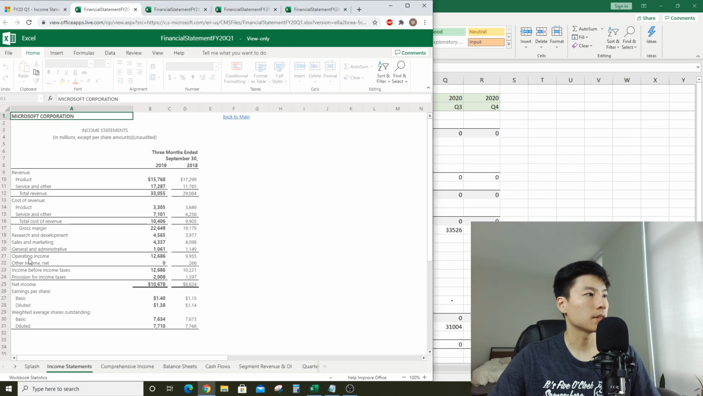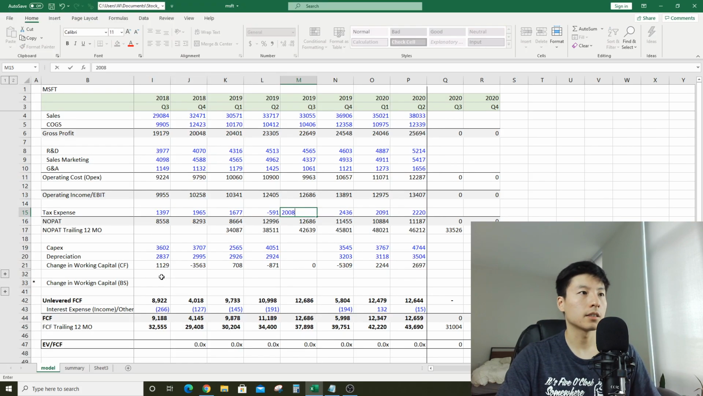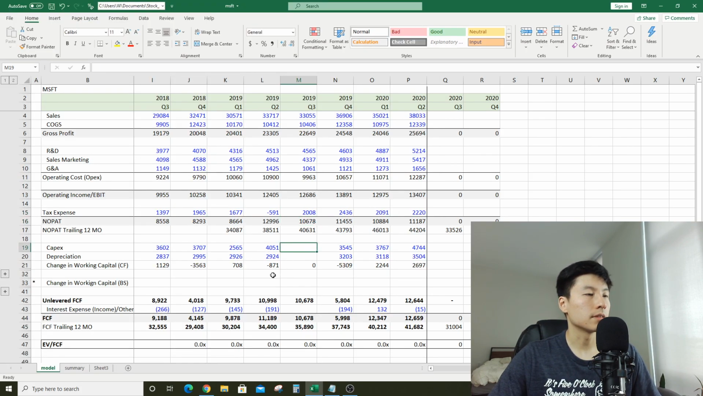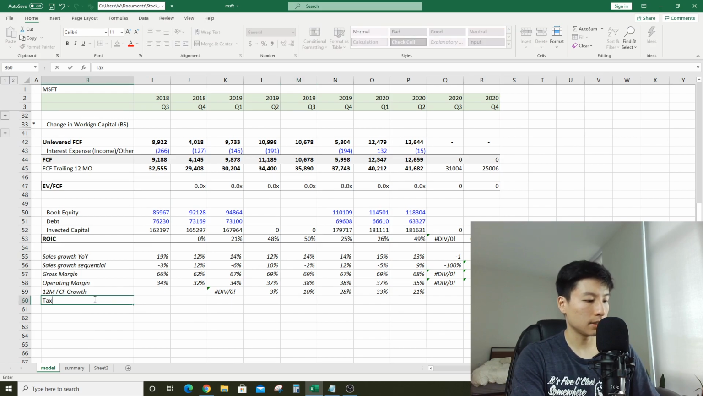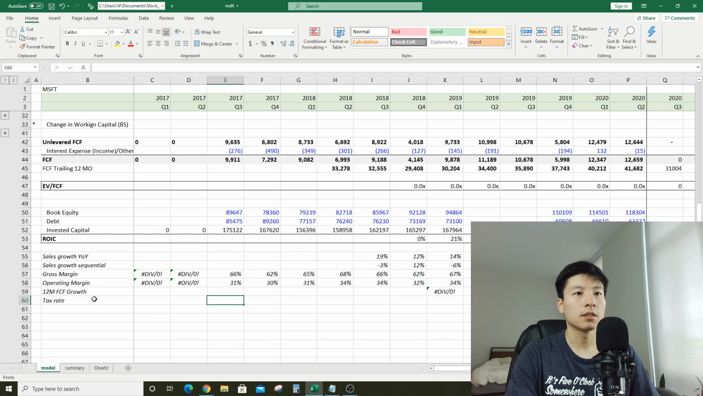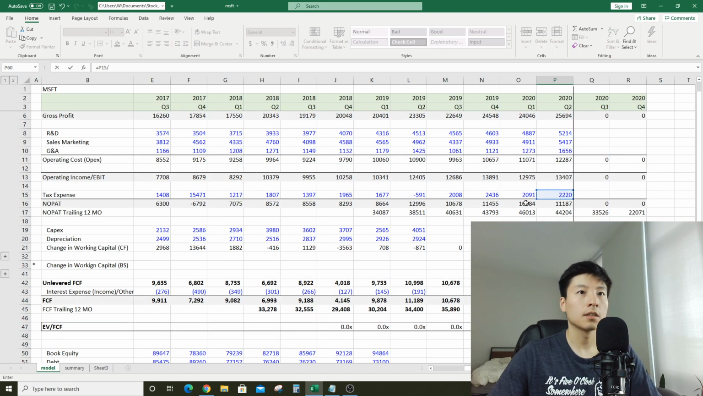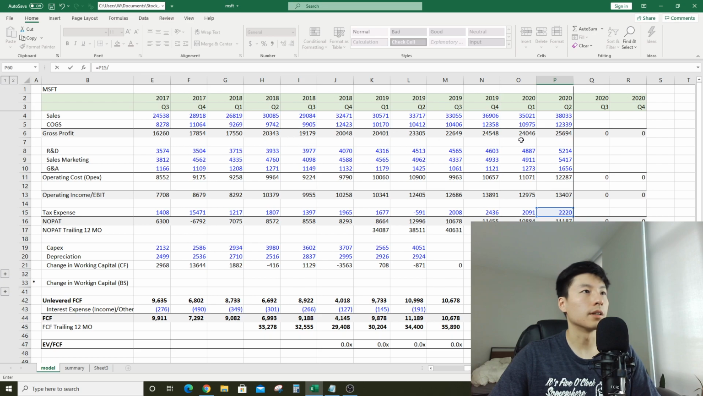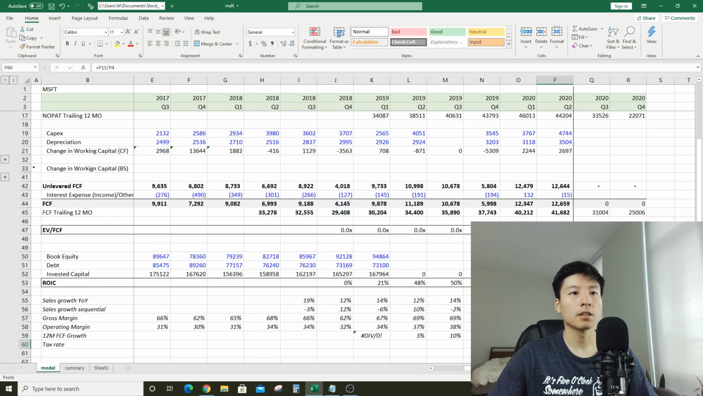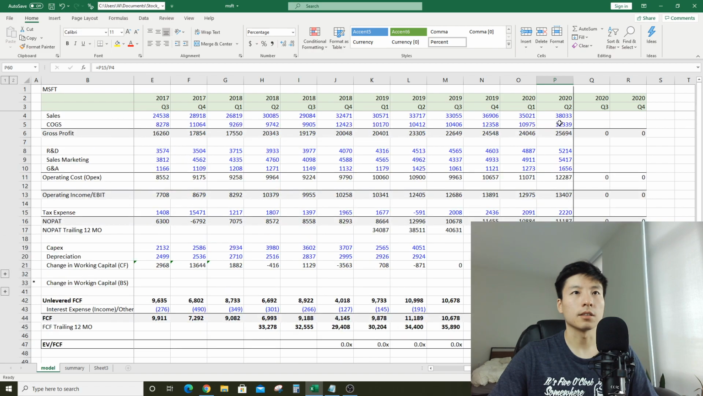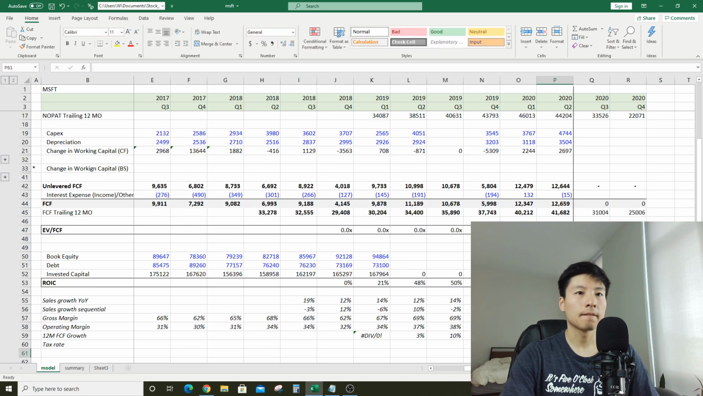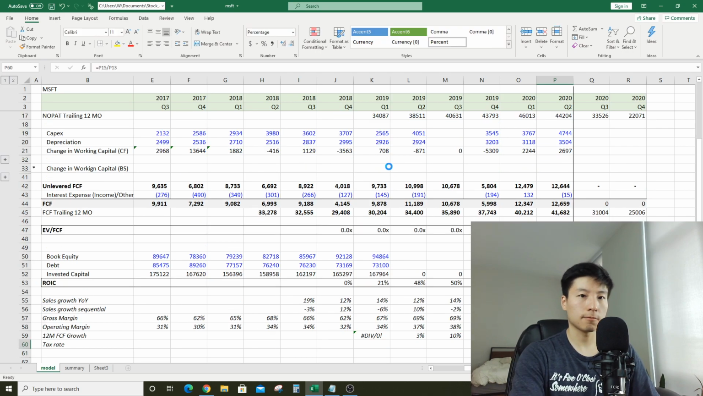Tax expense is 2008. Another thing I can add here is tax rate. What's their tax rate relative to their sales? No, sorry, not sales. Relative to profit before tax, EBIT. 17%.